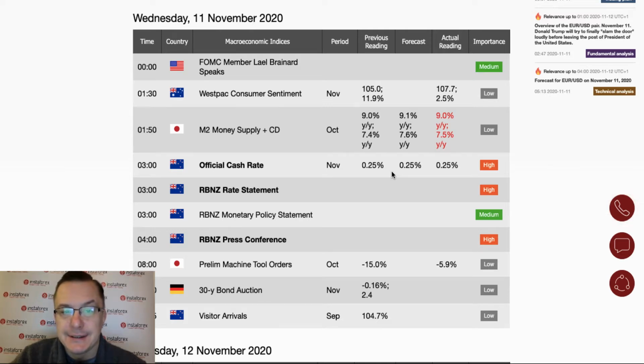Basically, as you can see here, we don't have any important news release during the London and New York session, because the key event of the day has already happened. New Zealand has released the official cash rate, which means interest rate, and as you can see, the previous reading of 0.25% wasn't expected to change, and so it happened. The actual reading was in line with expectations, and there you go. We got the rate statement, the monetary policy statement, and the press conference.